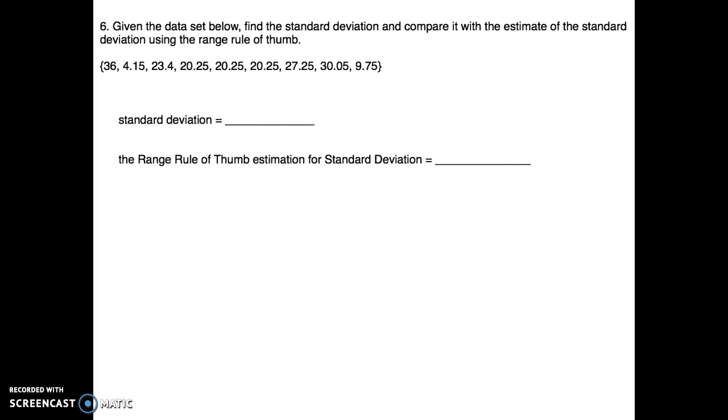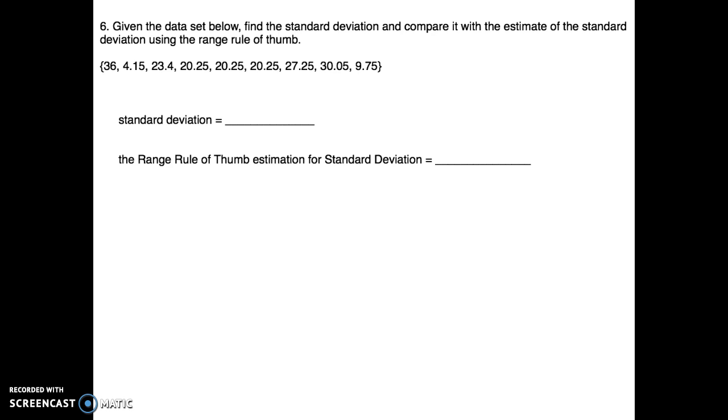Okay, the next one, number 6. So two things, we need to find the standard deviation, and then we need to estimate the standard deviation using the range rule of thumb. So the range rule of thumb says, let's do that one first.